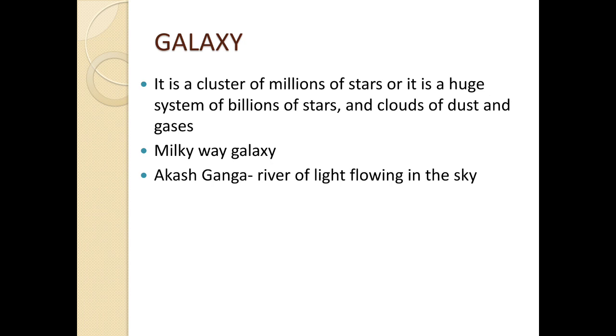The ancient people called it Akash Ganga. Akash Ganga means river of light flowing in the sky. It's like white patches in the sky. So the ancient people thought that it is a river of light flowing in the sky, so they called it Akash Ganga. And universe means when there are millions of galaxies, then this group of millions of galaxies constitutes the universe. Millions of stars constitute a galaxy, and millions of galaxies constitute the universe.